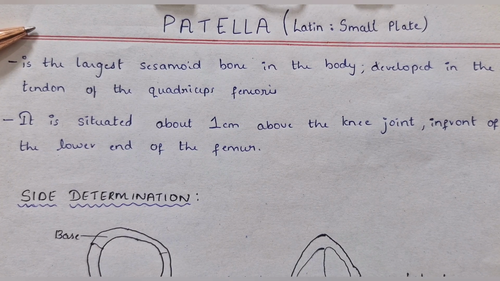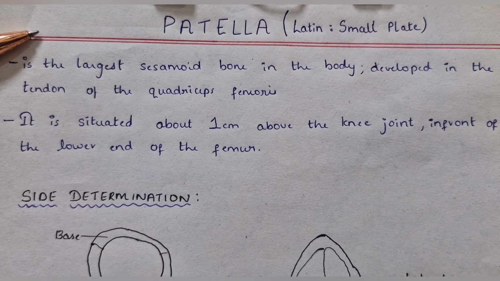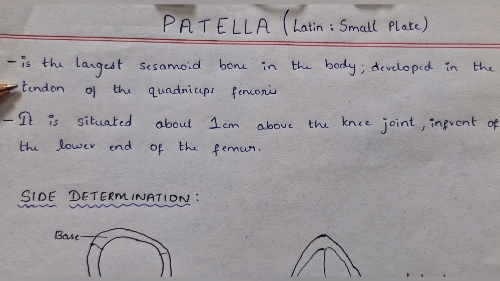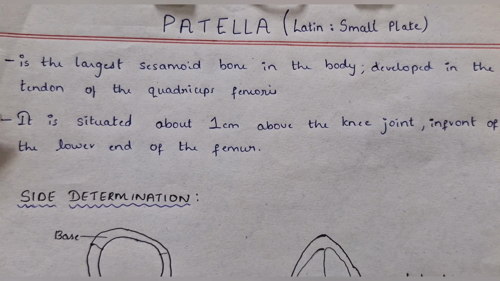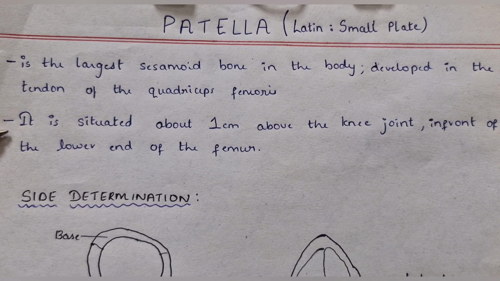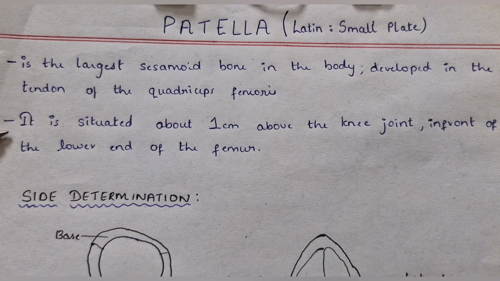Patella. Patella in Latin means a small plate. It is the largest sesamoid bone in the body, developed in the tendon of the quadriceps femoris muscle. It is situated about 1 centimeter above the knee joint in front of the lower end of the femur.